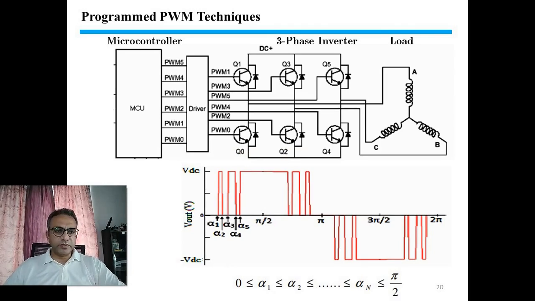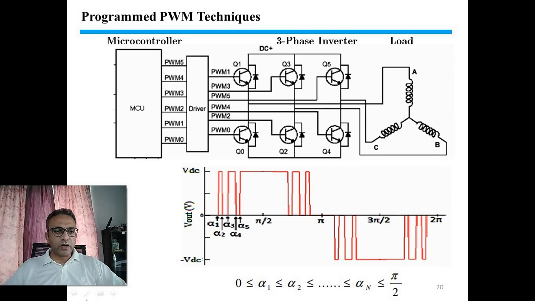The scheme is very simple. The scheme is that we have a normal three-phase inverter, and the three-phase inverter output is connected to a three-phase load. Then, to control the switching of the 6 power switches, we will use a microcontroller. In this case, we are using a microcontroller, but we can use DSP cards, microcomputer, or even some FPGA.